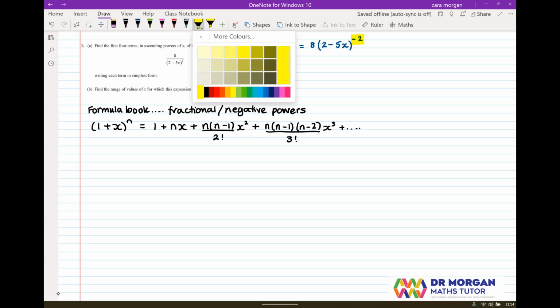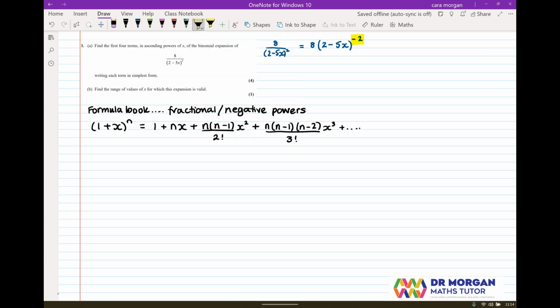I'm going to get myself a nice colour here that I'm happy using. Pop this in a bit of a bubble. Just going to highlight that. We don't need to learn this formula, but the more we end up using it for exam questions, the more the pattern we kind of remember. That's certainly the case for me.